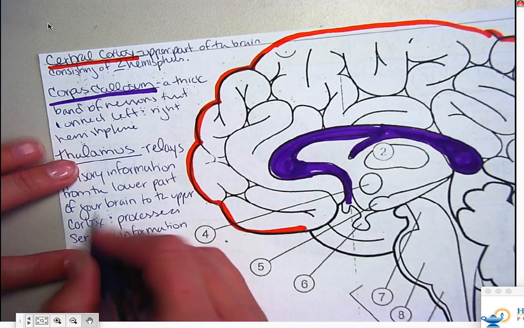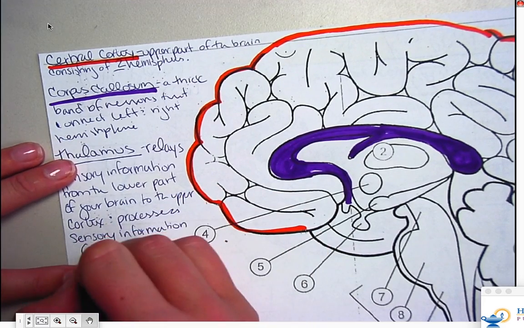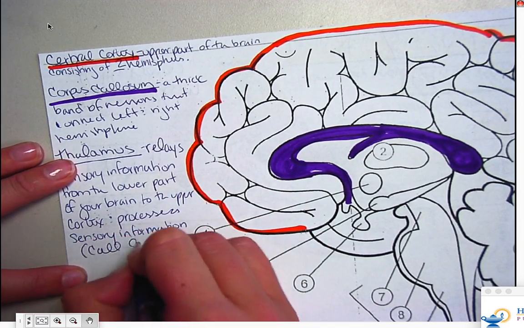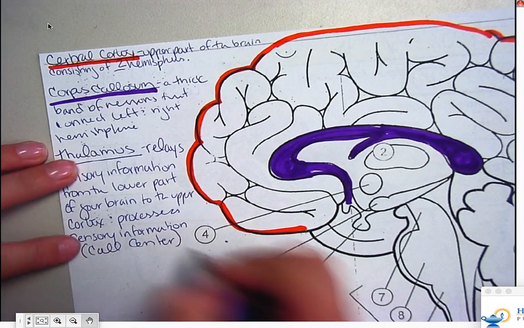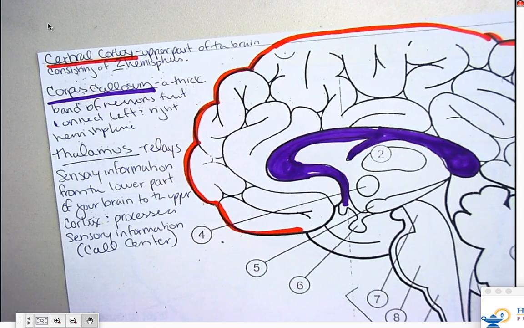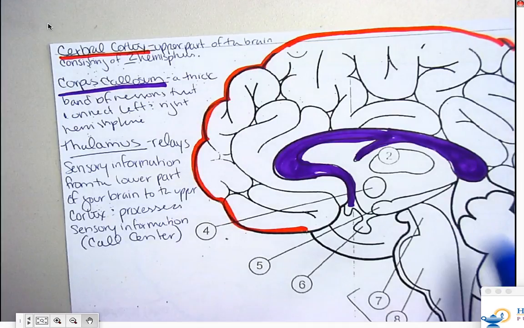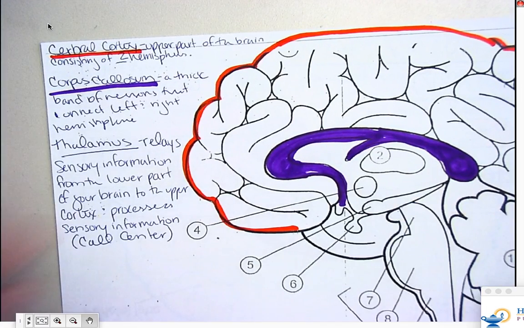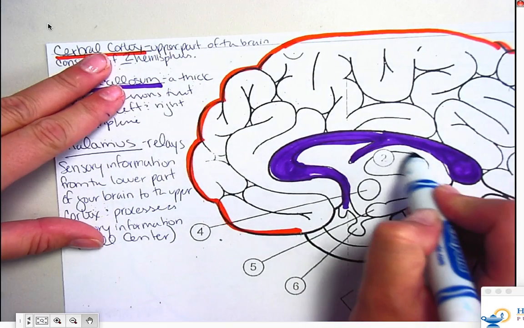We have a nickname for it, we call it the call center. Any information that's coming in to the brain has to go through the thalamus. It has to go through. Once it gets to the thalamus, then the thalamus sends it to where it needs to be. Remember, all the information is coming up your brainstem, all the way up, and then it goes straight to your thalamus. Now, your thalamus is located right here.